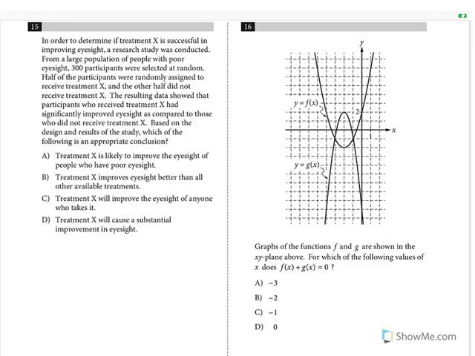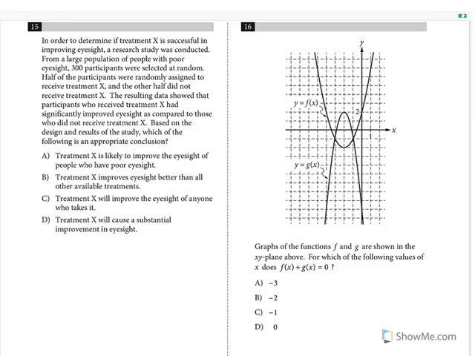In order to determine if treatment X is successful in improving eyesight, a research study was conducted. From a large population of people with poor eyesight, 300 participants were selected at random. Half of the participants were randomly assigned to receive treatment X, and the other half did not receive treatment X. The resulting data shows that participants who received treatment X had significantly improved eyesight as compared to those who did not receive treatment X. Based on the design and results of the study, which of the following is an appropriate conclusion?